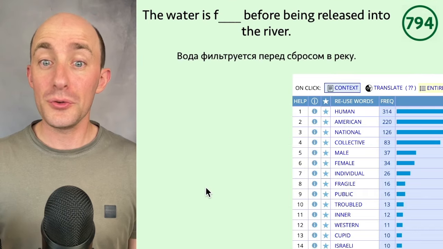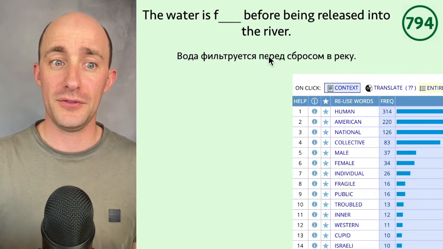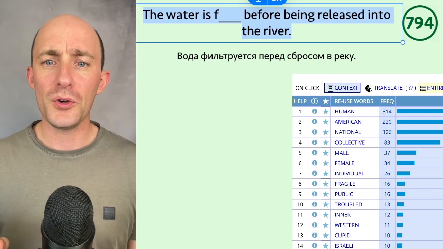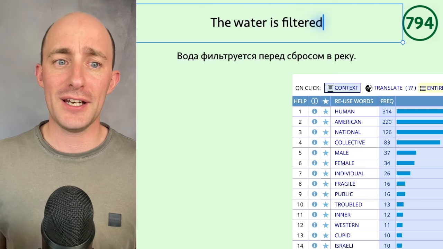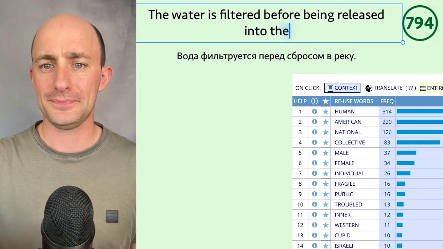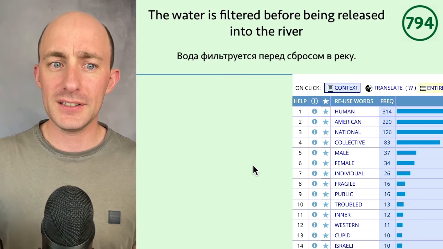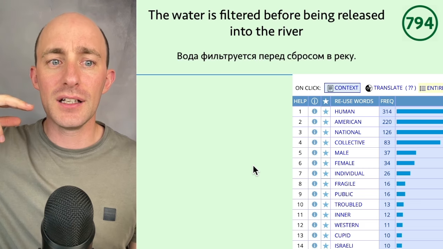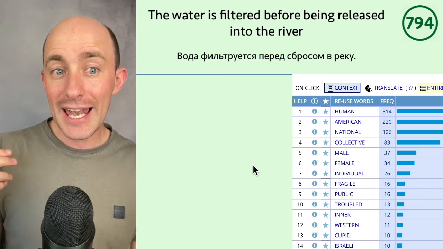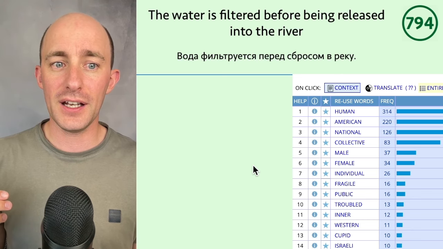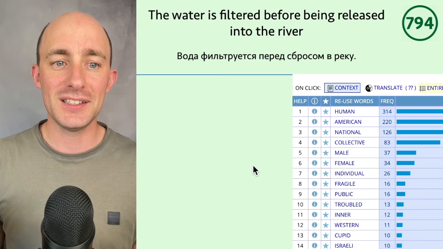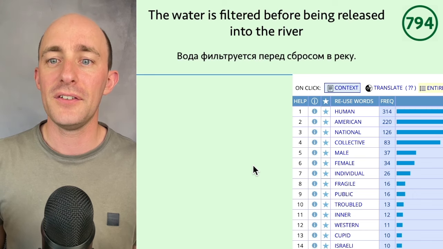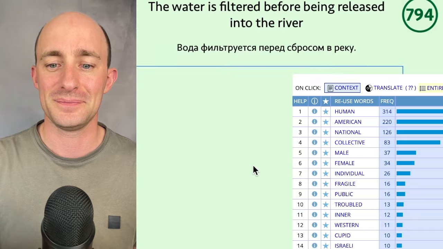Вода фильтруется перед сбросом в реку. Фильтруется. Filtered. The water is filtered before being released into the river. Filtered. Another LT, like in consultant. Try to get this LT. Not ult. Filtered.